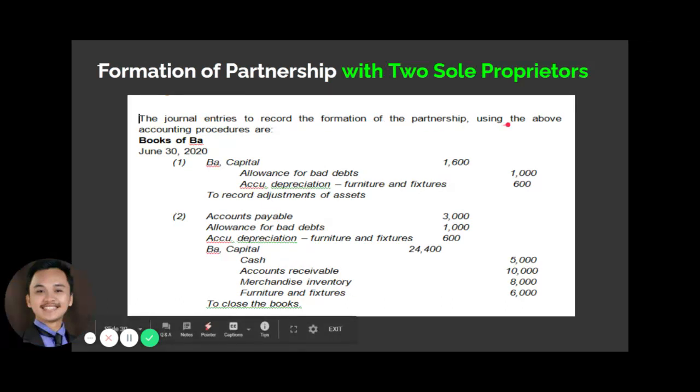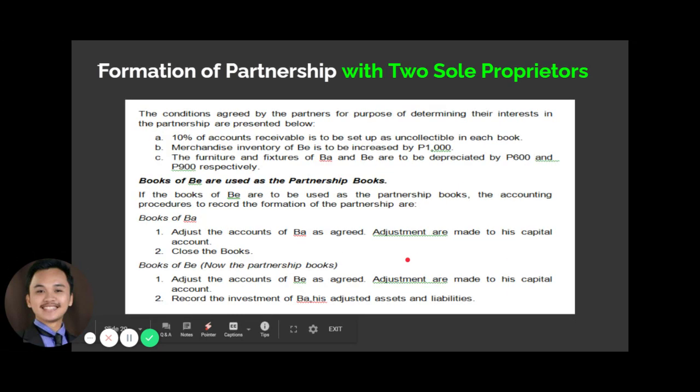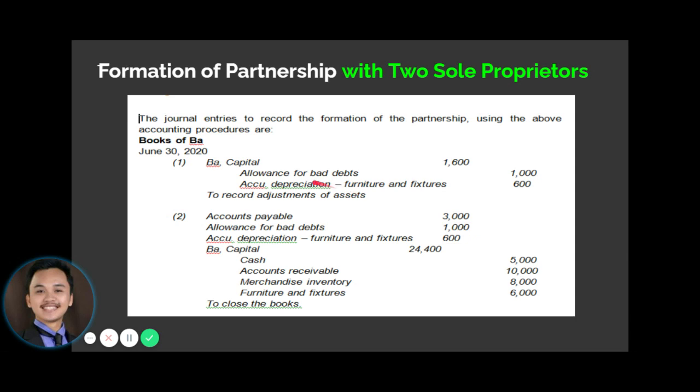So the journal entries to record the formation of the partnership using the above accounting procedures include first, to record the adjustment of assets. So unsa man ang adjustment nato diri para kay Ba? Unsa ang mga adjustments nato para kay Ba? So 10% AR is to be recognized as uncollectible and its furniture and fixture will be depreciated by 600. So, dapat mag-recognize tayo ng allowance for doubtful accounts ng 1,000 which is equivalent to 10% of its accounts receivable and then mag-recognize pod ta og depreciation for furniture and fixture. So, in short, we have a total adjustment sa kaniyang capital nga 1,600.